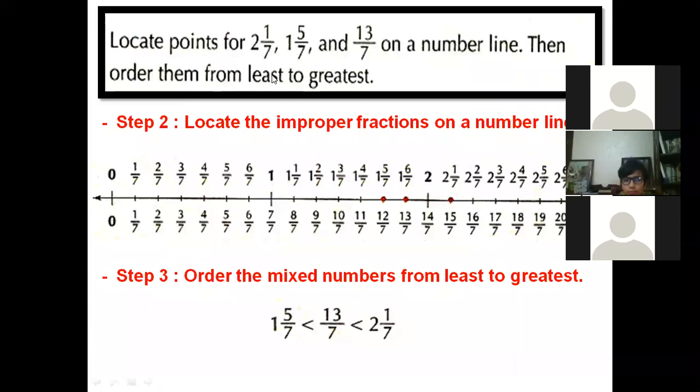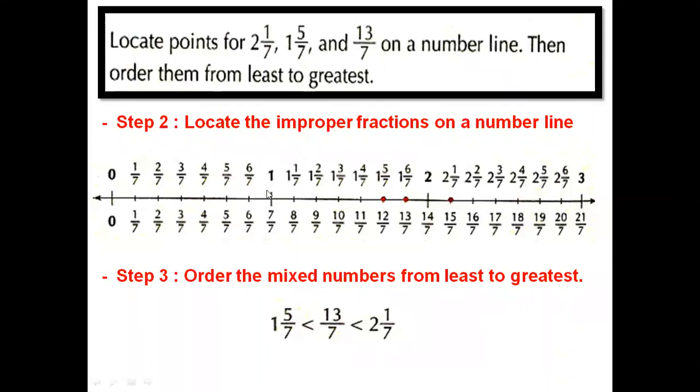Since it's 7, we need to divide each unit into 7 parts. Let's check. Between 0 and 1, here we have a unit. We're going to divide it into 7 parts: 1, 2, 3, 4, 5, 6, 7. And also between 1 and 2, here we have another unit. We're going to divide it also into how many parts? 7.